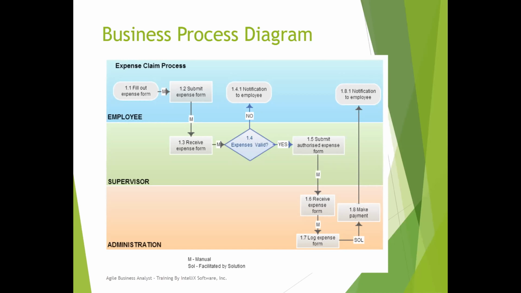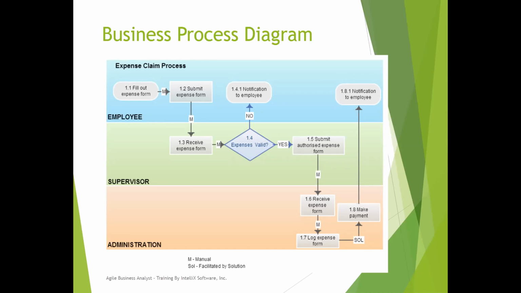Then I'm going to go ahead and submit that expense report, right? If they have a system, they will do it through the system. If not, they will fill out the form and then hand it over to their supervisor. So that's where it flows from 1.2 to 1.3. And if you notice, the first two steps were in the employee swim lane. That means they are performed by the employee.